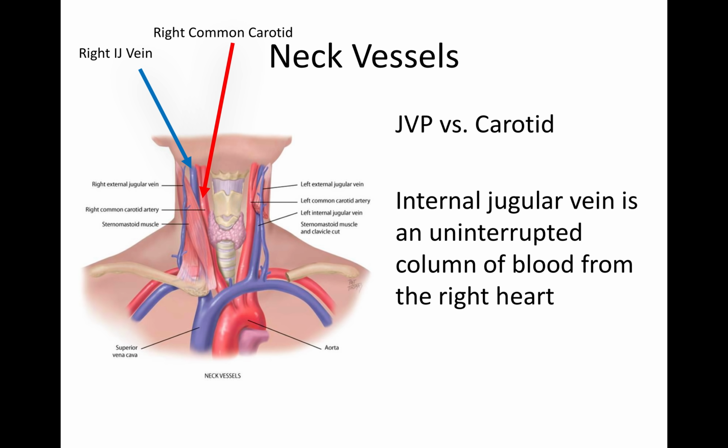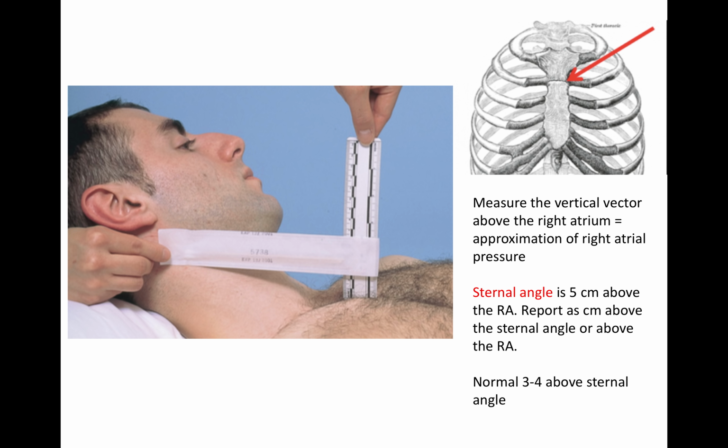Okay, so the point of the IJ is you have an uninterrupted column of blood from the right heart. Excellent way of determining or estimating right atrial pressures. How are you going to do this? You're going to measure the vertical vector. Okay, so just the number of centimeters directly superior to the right atrium. And so you can think about the sternal angle, which is right here, as being 5 centimeters above the right atrium.